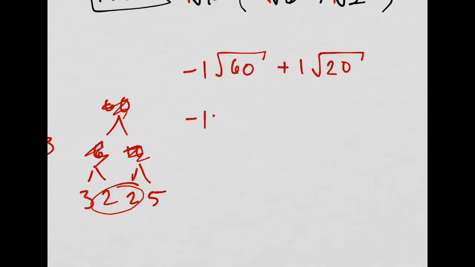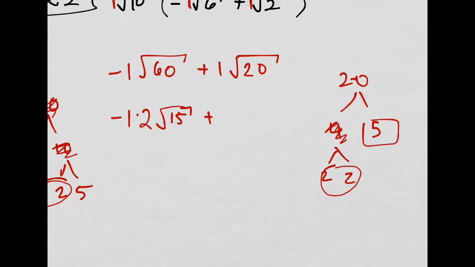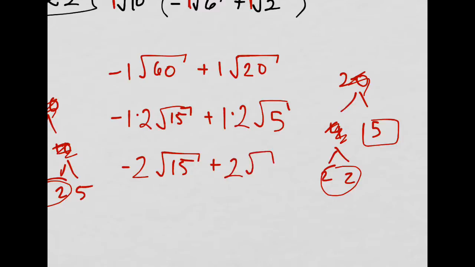So that's negative 1 times 2. And 3 times 5 is 15. So we have that. Plus, let's see what happens with the 20. 4, 5, 2, 2. I ignore those. Okay, so I have 1 times 2 times the square root of 5. So that's just negative 2, right? Negative 1 times 2 is negative 2. It says 15 there, plus 2 square root of 5.